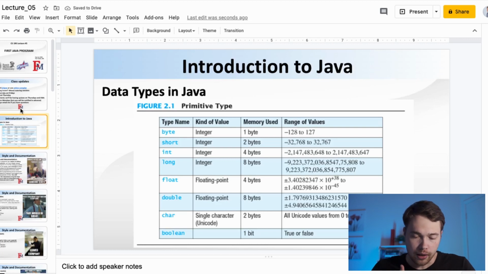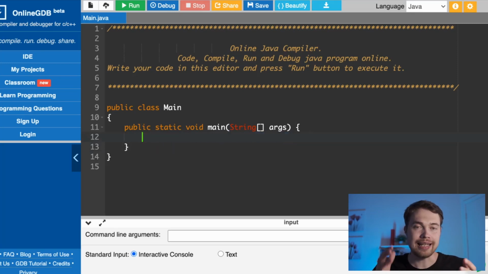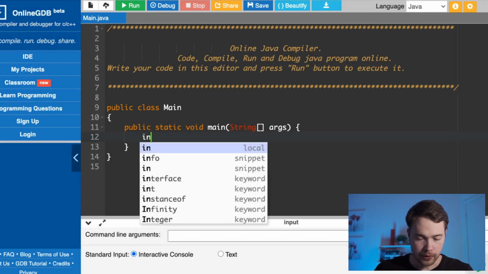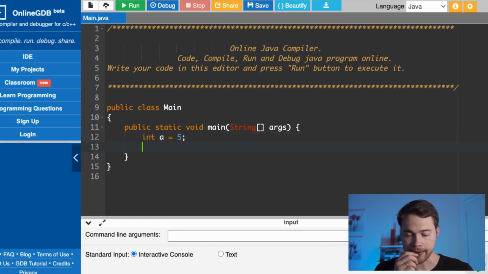So let's start. Data types. I'll be using an online compiler just to give you some examples, because it's easier for demonstration purposes. But again, you guys should definitely use Eclipse. Okay. So before I was talking about a data type called integer, like int a is equal to 5, right?